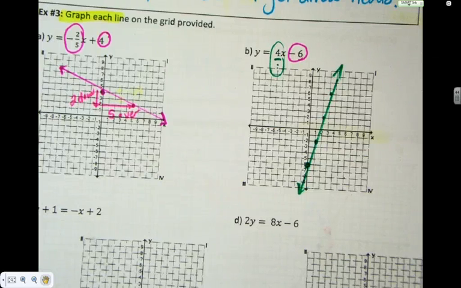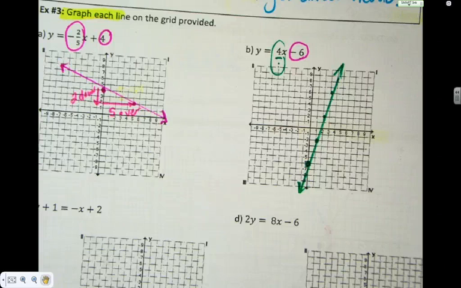How are we feeling so far? This is the single most important skill from this unit. It's going to come back and haunt you forever.